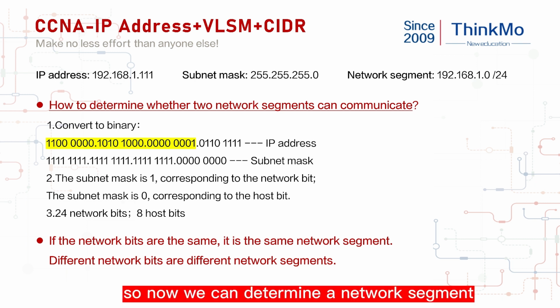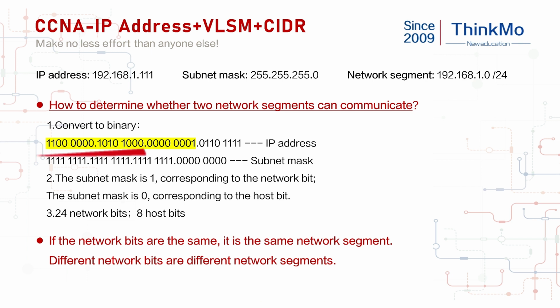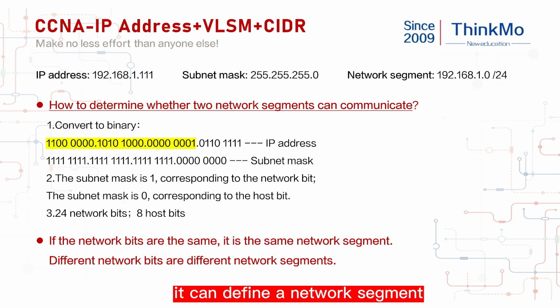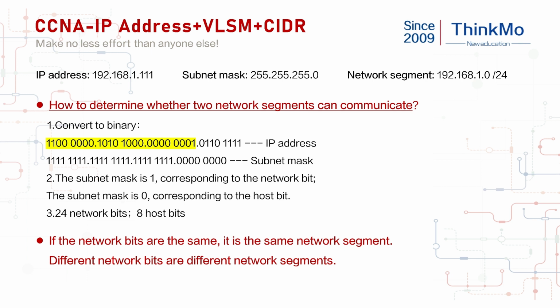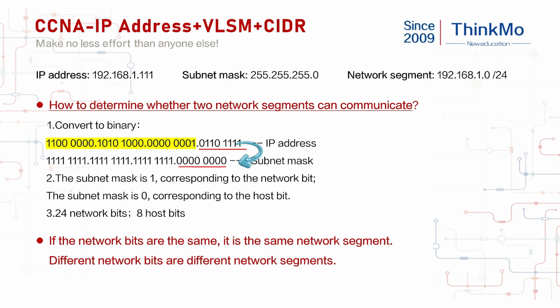So now we can determine a network segment. The corresponding network bits are called network segments. I will mark it. This part is called the network segment. Everyone will find that when 192.168.1.111 is combined with the mask of 255.255.255.0, it can define a network segment. A network segment called 192.168.1.0. That is the preceding digits. Then we can set the latter host location to 0. This is a network segment, and is a mask of 24 bits. Because it's 24-bit network bits, we can write this form.